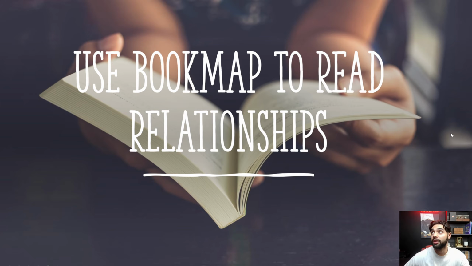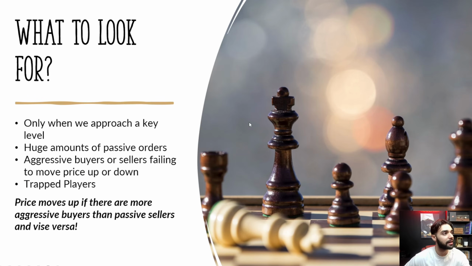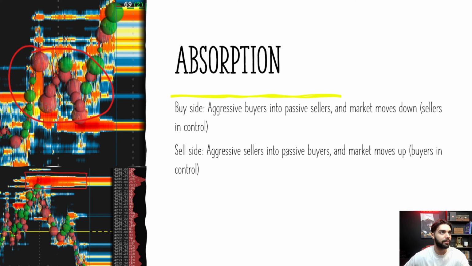So we're going to use Bookmap to read the relationship, right? What relationship? Between aggressive buyers and passive buyers, and all the combinations you can make out of those four, right? I'm only going to look at it when I'm approaching a key level. I want to see huge amounts of passive orders. That's one thing I'm looking for. I'm looking for big aggressive buyers or sellers failing to move price up or down. I'm looking for trapped players, right? Price will move up if there are more aggressive buyers and passive sellers, and vice versa. I'm not going to repeat that again. Y'all get the hang of it by now, right?